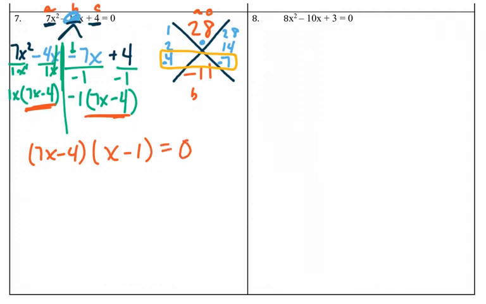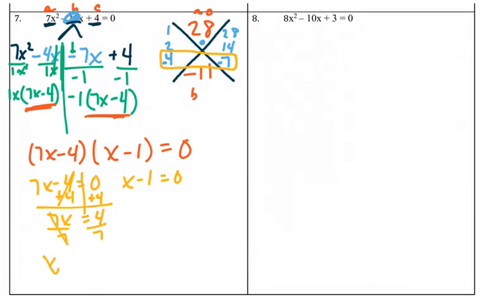The original question says equals 0. So now I need to solve. Solving means I need to set them equal to 0. To solve for x, we move the constant first. That's the number in the back. The opposite of -4 is +4. And then we divide. Same thing here. Get x by itself. +1 makes that go away. So x equals 1.